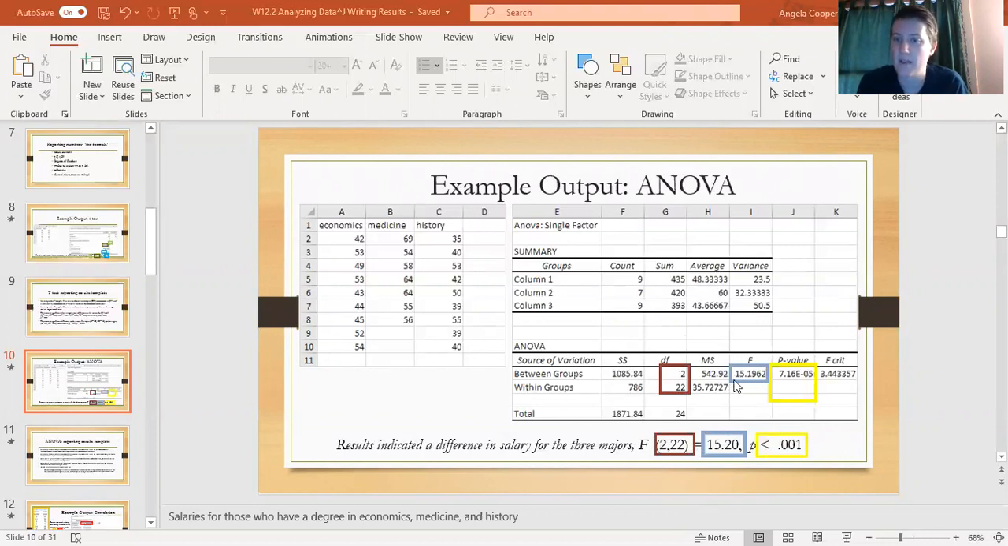Equals, here is your F statistic that you have calculated. So don't pay attention to F critical when you're reporting your ANOVA results in this format. We round that to 15.20 since this is 15.196. And then our p-value is certainly less than 0.001 because that has many negative exponents. Again, I've color-coded this to show you where these numbers go.